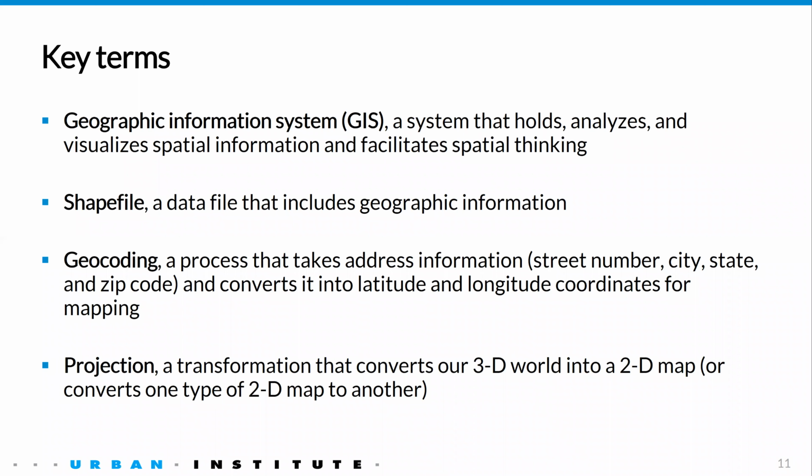Finally, projection is a process of transformation that converts a three-dimensional world into a two-dimensional map or converts one type of 2D map to another. This is a technical process worthy of more discussion, but I mention it here for the simple reason that projection is the source of most mapping troubles. For example, if you have multiple files that don't line up or somehow look off in your GIS, the first place to troubleshoot is projection.